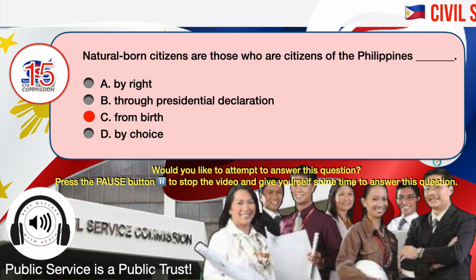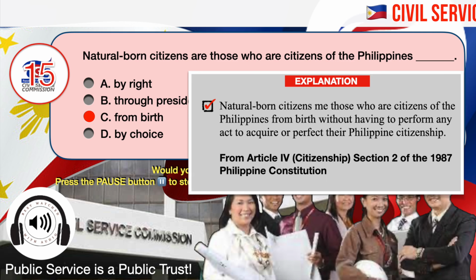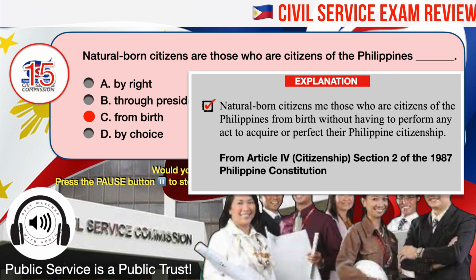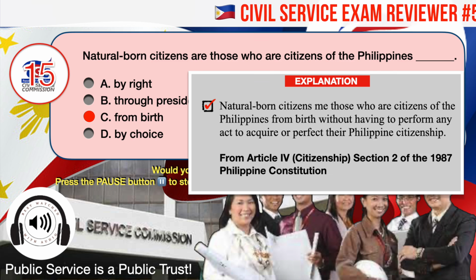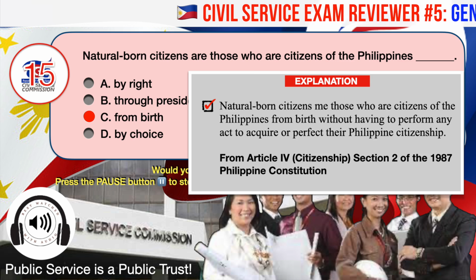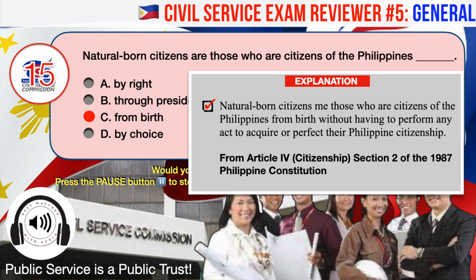From birth. Natural-born citizens mean those who are citizens of the Philippines from birth without having to perform any act to acquire or perfect their Philippine citizenship. This clear-cut definition can be found in Article 4, Citizenship, Section 2, of the 1987 Philippine Constitution.